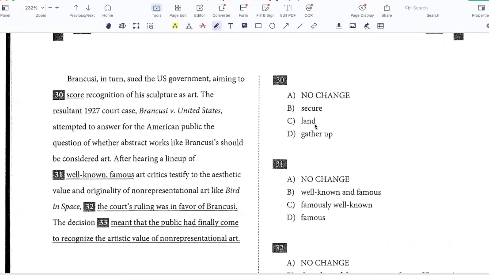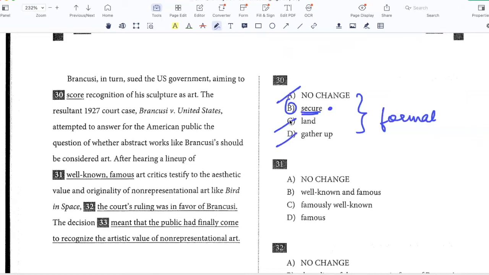So again, here I have to choose the word that's most formal. So to score recognition does not indicate formality. To secure recognition, right? To secure recognition is to ensure that his sculpture is recognized as art. So I like this. To land recognition is okay, but again, not as formal as secure. So I think B is better. And gather is definitely not as good as secure. So I think B is the best answer.